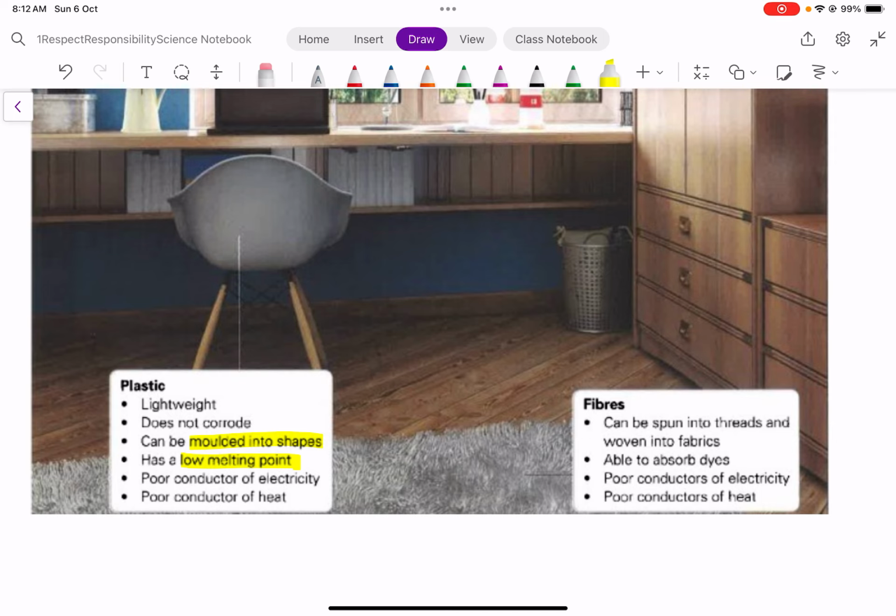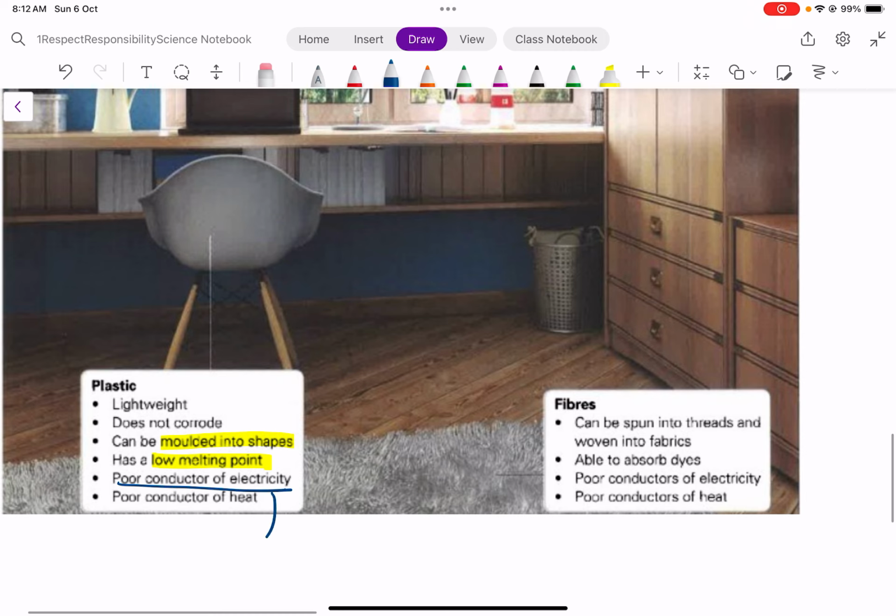And that's why plastic is commonly used to make the insulation around the wires. Okay? We do not use plastic to make wires. We use plastic to make the insulation layer around the wire, so that in case you accidentally touch the wire, you are not touching the metal wire. You are touching the plastic insulation, which prevents you from getting electric shock.